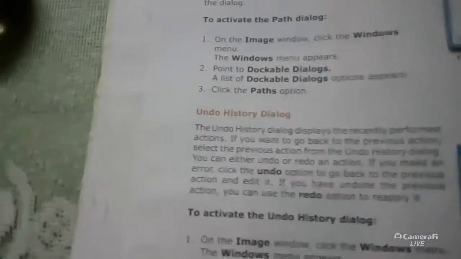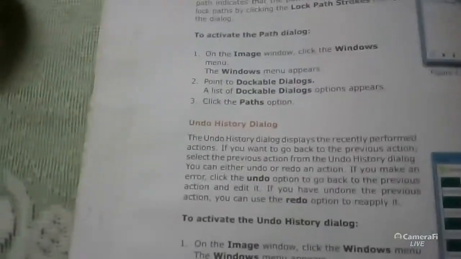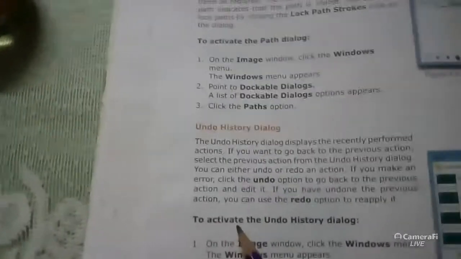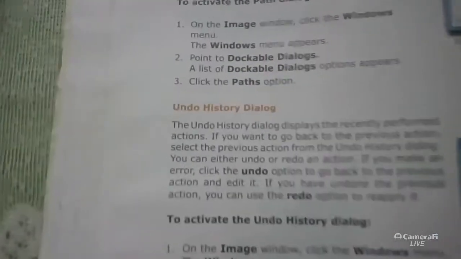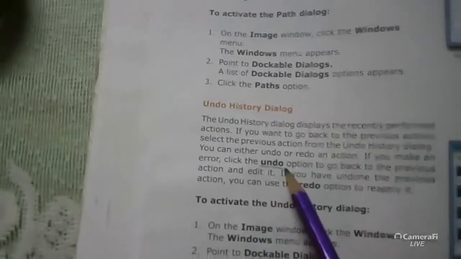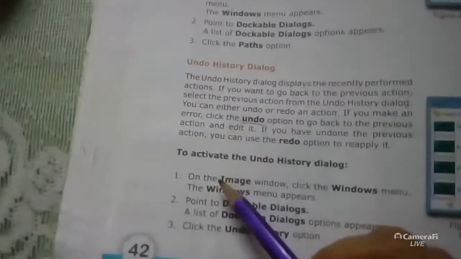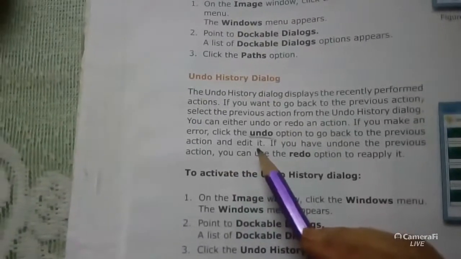What I told, history means it shows how many works you have done. So you can remove the history from your channel, but one more thing you can do here. Suppose you have done something wrong by mistake, you can do undo. Okay, undo options, and then it brings the previous action and you can edit.